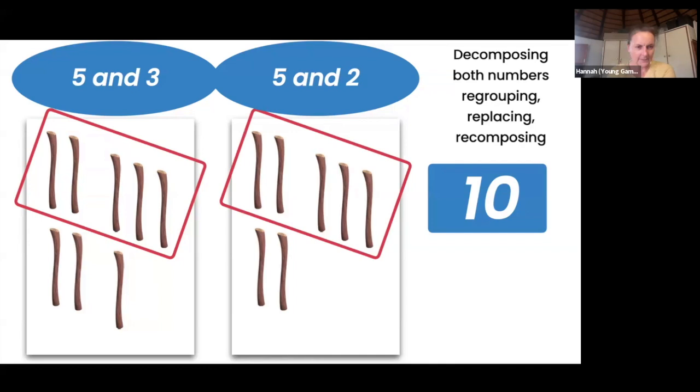Let me see what's left. 3 and 2. Oh, yes, 3 and 2 is called 5. So I'm left with 10 and 5. And I know that 10 and 5 together is called 15. And so that is computing, not counting on, not counting all, computing from composition.